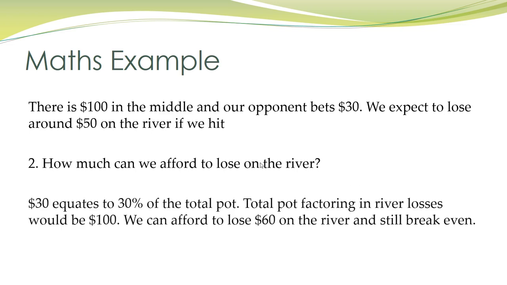Let's just run through that maths again. So $30 has to equate to 30% of the total pot, because that's how often we're going to hit our draw. The total pot factoring in our river losses would be $100. If we assume that we're investing exactly the right amount according to our adjusted pot odds, factoring in our losses, then we know that the total pot would be $100. We can hence afford to lose $60 on the river and still break even. So hopefully you can see everything is exactly the same as what we discussed in the video on implied odds. We're just doing things in reverse right now.